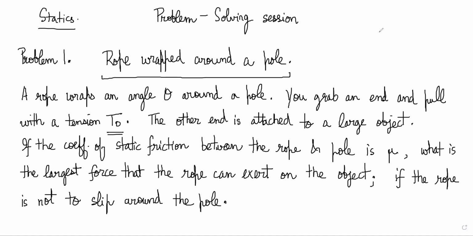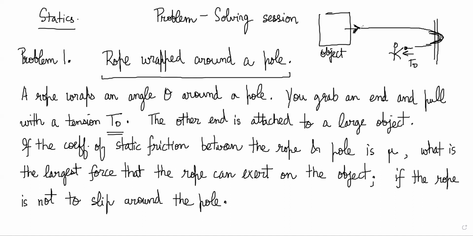So this is a question which has a surprising answer. So that's why I wanted to share it with you guys. Now, what is the situation? There is a large object, there is a rope attached to it, and the rope is going to go around a pole. And you are holding this end and pulling with a tension force T naught, right? This rope going around this pole is the key part of this problem, and you want to find out what is the force that the rope can exert on the object here.